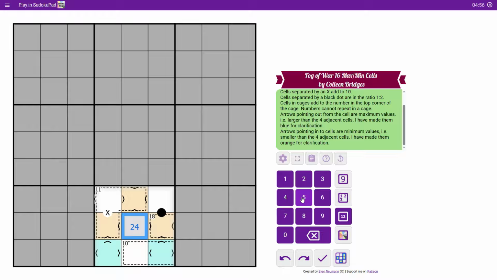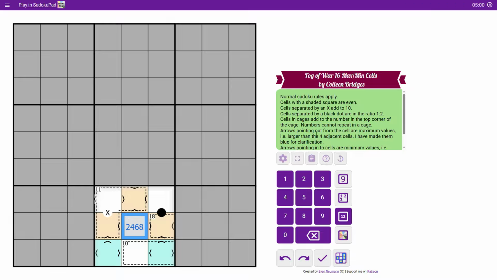Has to be a 2, 4, 6 or 8, because it says that cells with a shaded square are even. I think I missed that rule at the start. I didn't go right to the top. Sorry, cells with a shaded square are even. So that one's 2, 4, 6 or 8. Now this one here has to add to 11, and those two have to add to 10. So that one's got to be a 1.